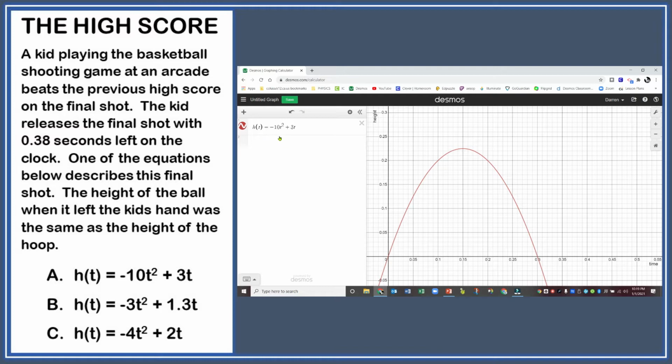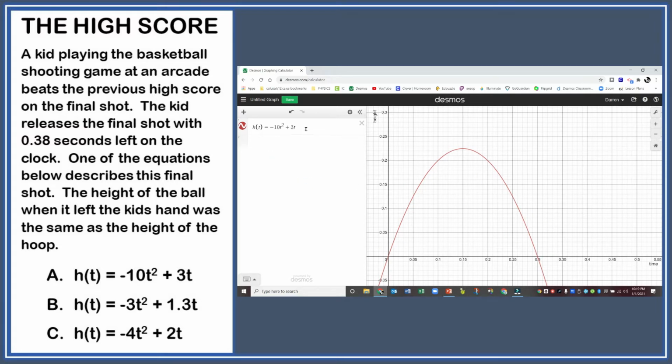So for my first equation, answer choice A, the ball is at a height of 0. That's right when it leaves the kid's hand. And the ball goes higher and higher and higher on the y-axis until it reaches this point here. And then it comes back down until it reaches the same point that it was at when it left his hand. And in the problem, it says that his hand is just as high as the hoop on this arcade basketball game. So there's our first equation.